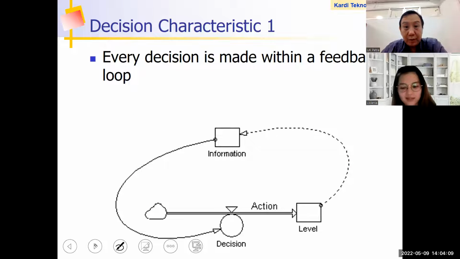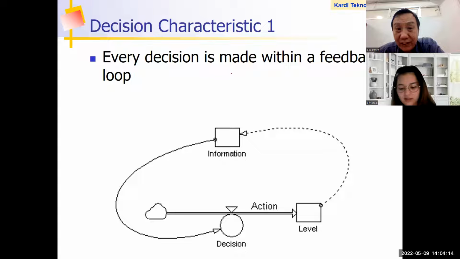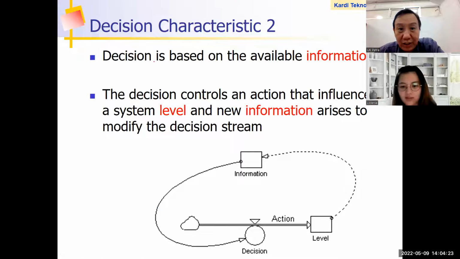Okay. So now let's see the characteristics of a decision. Every decision is made within a feedback loop. You have a decision that produces an action there. The decision is based on the available information. The decision, control, and action influence a system level, and the new information arises to modify the decision stream. So it's a feedback loop system.